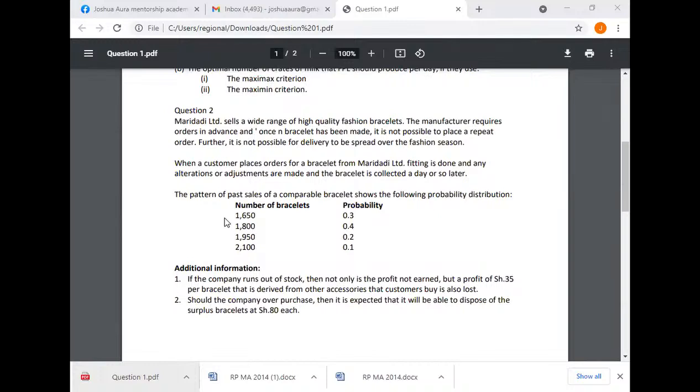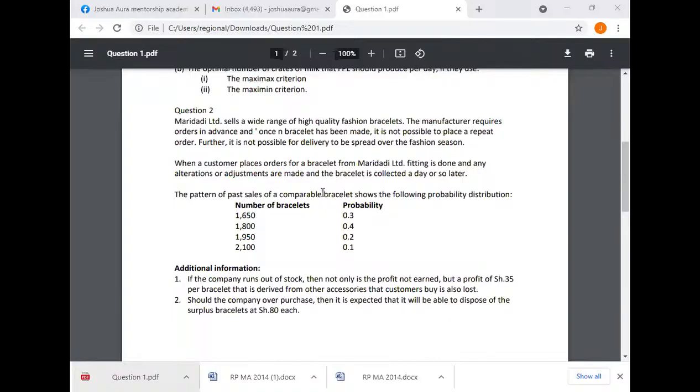So, ladies and gentlemen, we are told here, question number 2, CFFE Limited sells a wide range of high quality fashion bracelets. The manufacturer requires orders in advance, and once a bracelet has been made, it's not possible to place a repeat order. Further, it's not possible for delivery to be spread over the fashion season. When a customer places orders for a bracelet from CFFE Limited, fitting is done and any alterations or adjustments are made, and the bracelet is collected a day or so later.